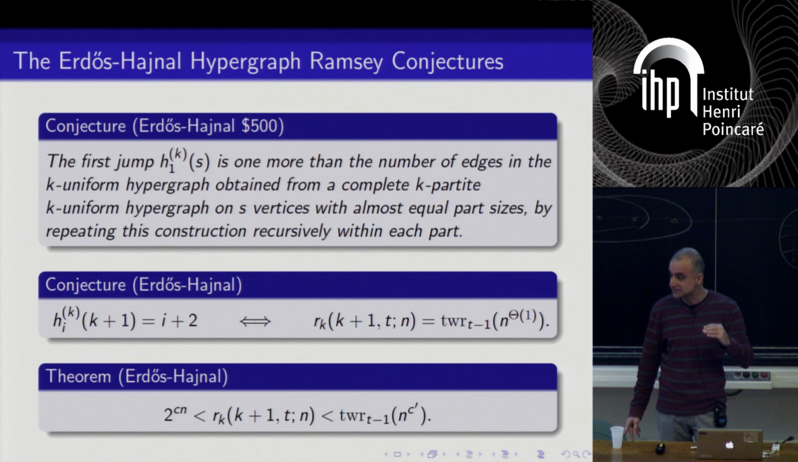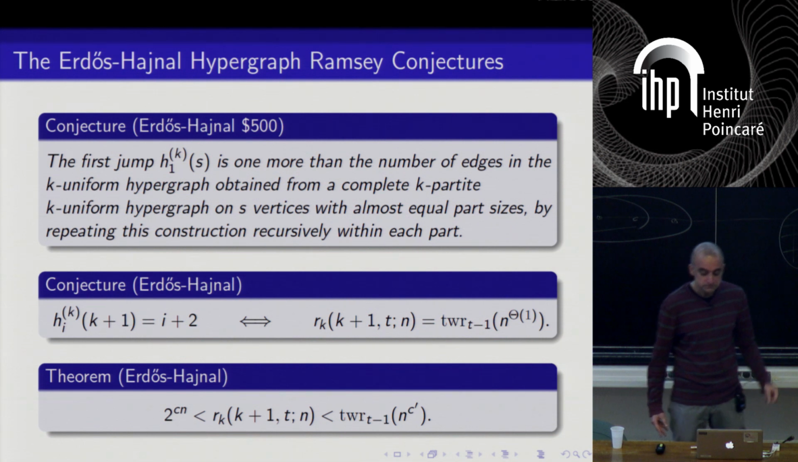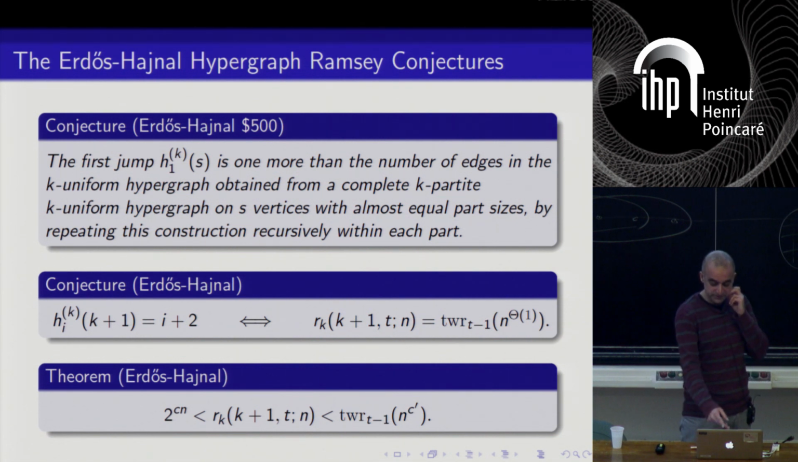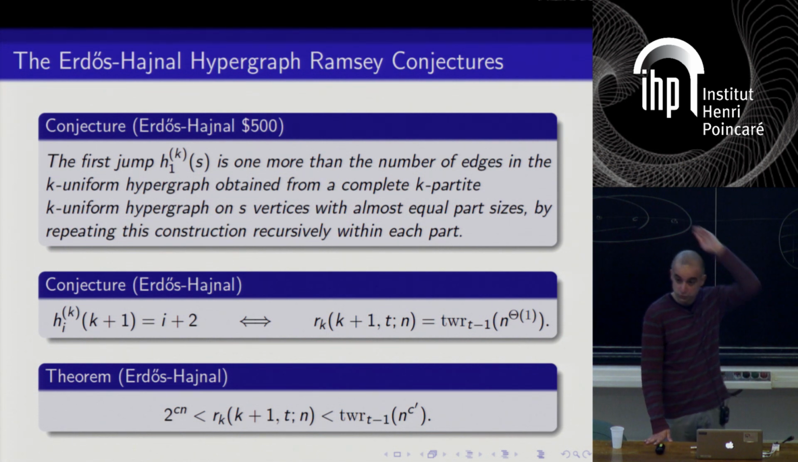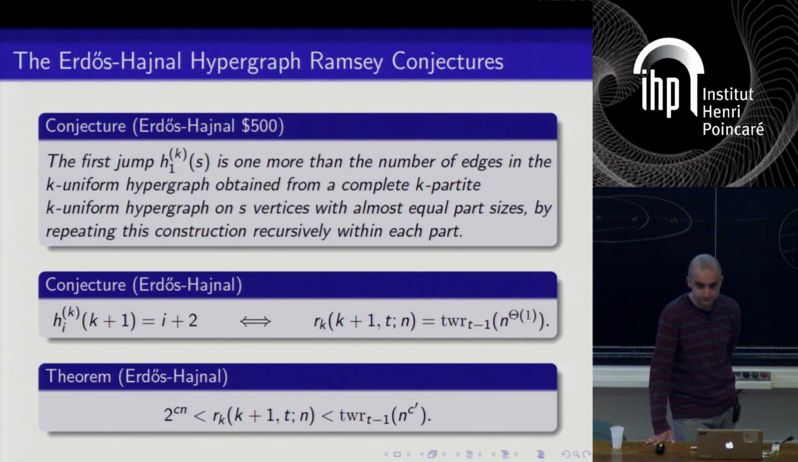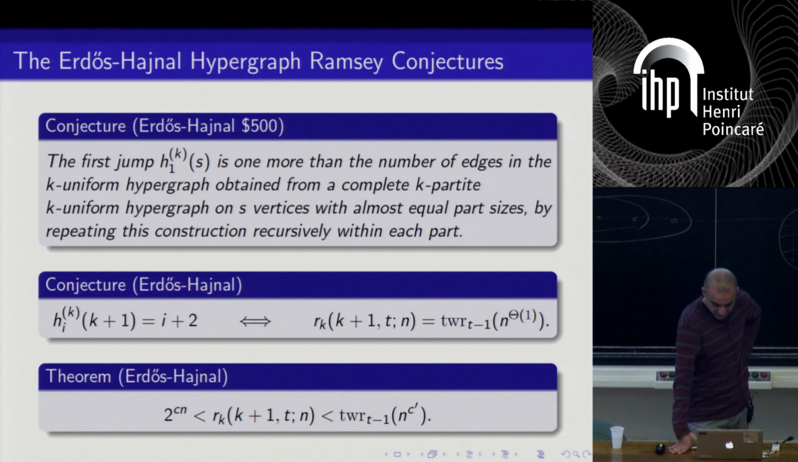As you increase t by 1, you get another exponent. So you get h sub i is i plus 2. So if I write that as a Ramsey problem, then the conjecture was that the Ramsey number r_{k+1}(t, n) is 2 to the 2 to the 2 to the 2 with t minus 2 2's. And even though they made this very bold conjecture, they were not able to do much towards it. All they could prove was the trivial bounds of exponential from below and a tower from above. That's a huge, huge, huge, huge gap.